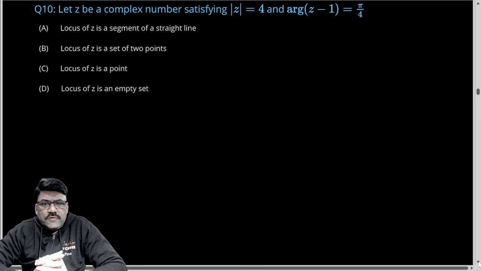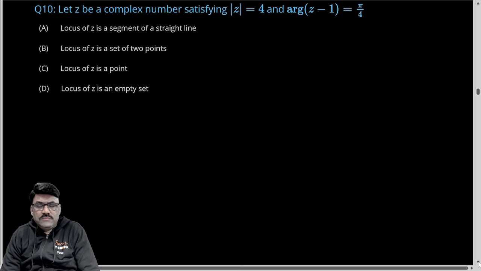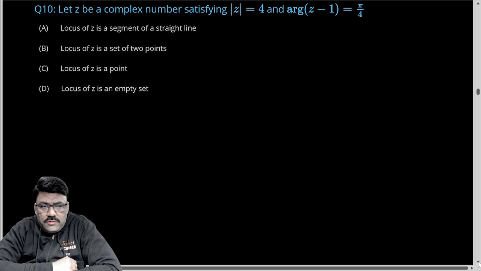See this question. This is from complex numbers. They are saying that Z is a complex number satisfying these two equations. The first equation is mod Z is equal to 4, and the second equation is argument of Z minus 1 is pi by 4. So then the locus of Z is a segment of a straight line, a set of 2 points, a set of only 1 point, or no point.